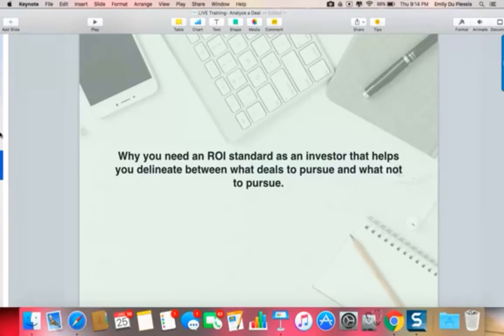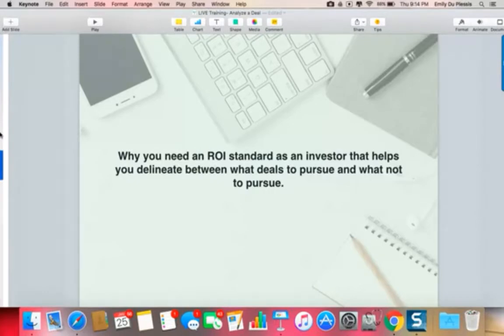in the sense that everybody's is going to be a little bit different, right? Depending on where you live might play into what kind of ROI standard you can expect to get. If you live in San Francisco, the Bay Area, some of these places that are a lot more expensive, you might not be getting 18 to 20% ROIs. You might be getting 10%, right? And so you have to take into consideration the area that you live.